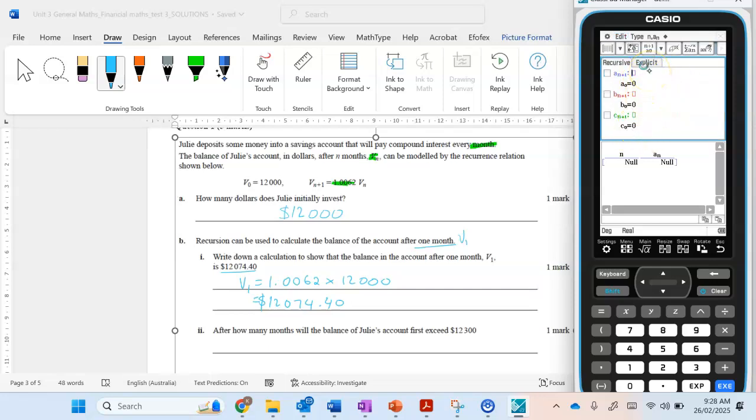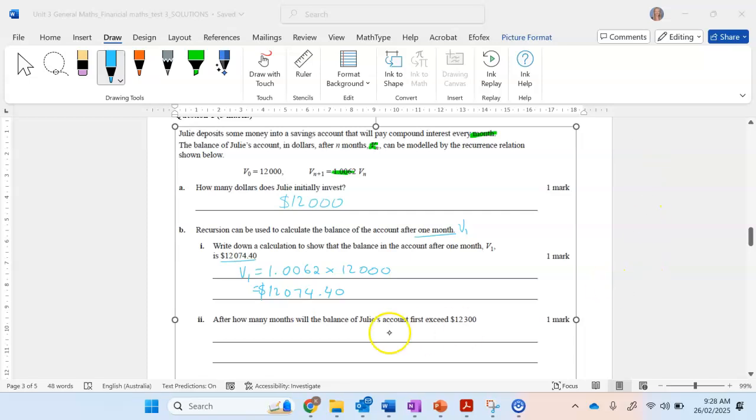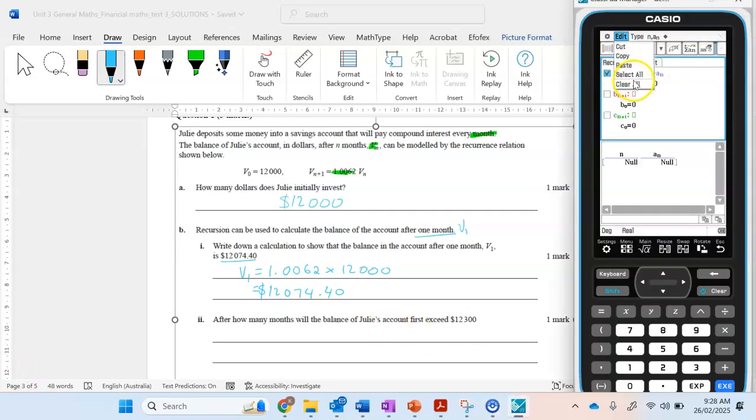All right, so our starting value, let me just flip. The calculator crashed, so start again. We've got our initial value of 12,000. And then here we put in our recurrence relation. So it's 1.0062 times Vn. I'm using A here, so times An, click, and then we get all our values.